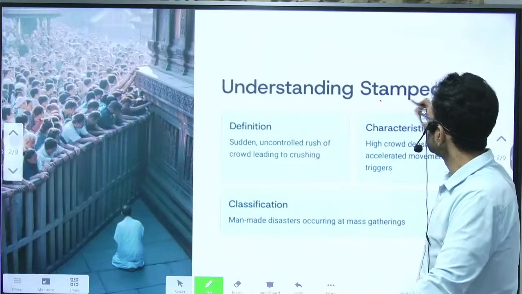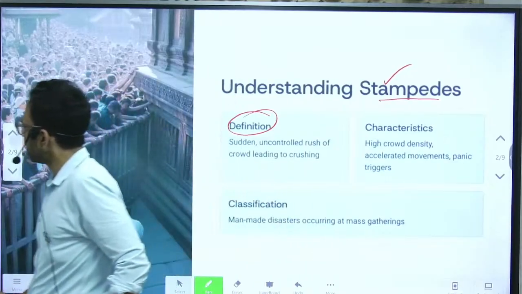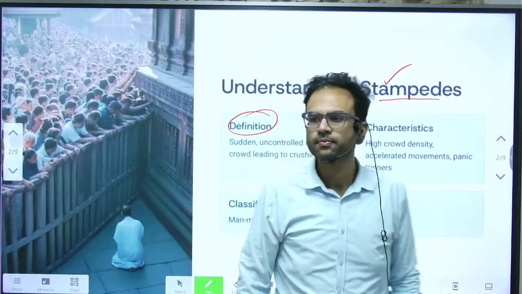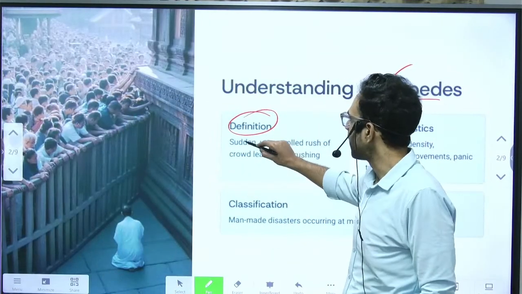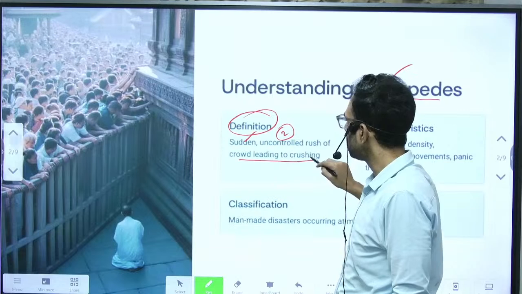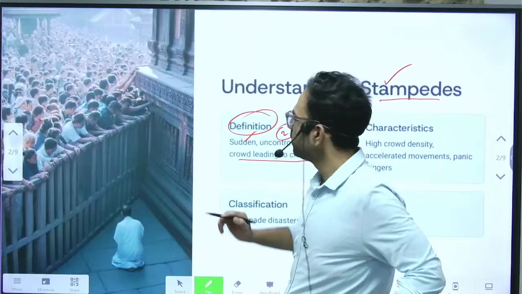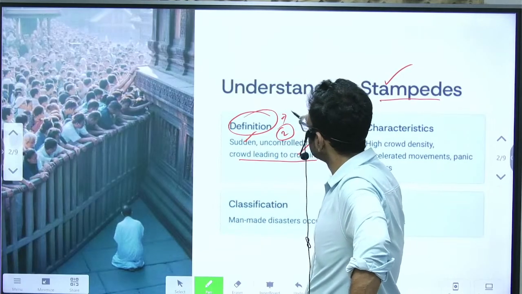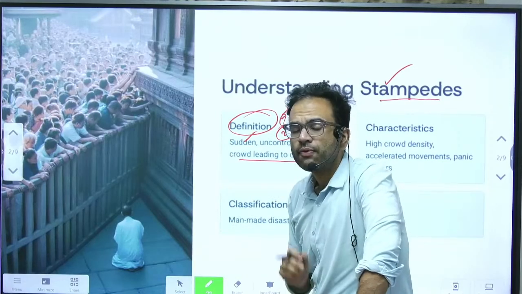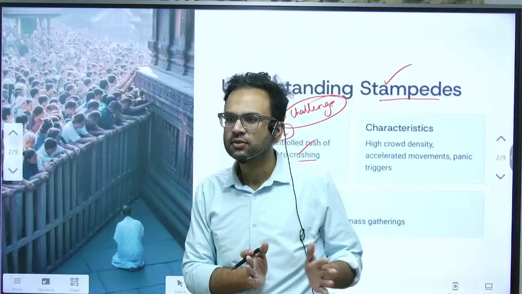Now, firstly, we shall understand the definition of stampede, technical definition. What do you mean by stampede? Sudden, uncontrolled rush of crowd leading to crushing of the people there. Sudden and uncontrolled. And this is the major challenge. We are not aware of this. So, if you want to manage this, we need to come up with a better preparedness, right?